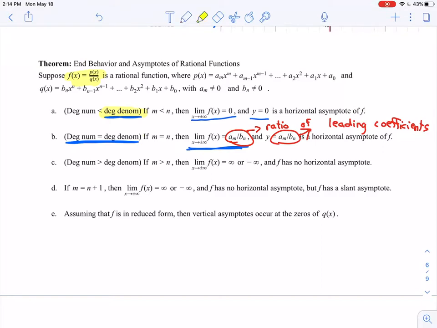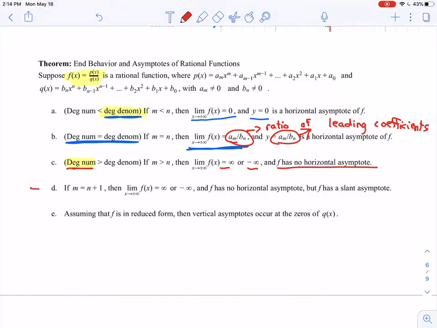If, on the other hand, the degree of the numerator is greater than the degree of the denominator, then your limit as x approaches plus or minus infinity is either positive infinity or negative infinity, and in this case we have no horizontal asymptote. So this occurs if the degree of the numerator is greater.